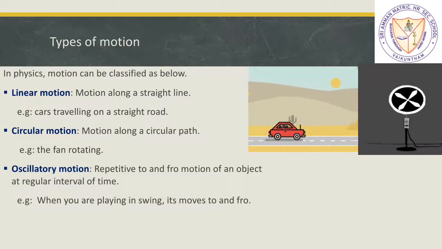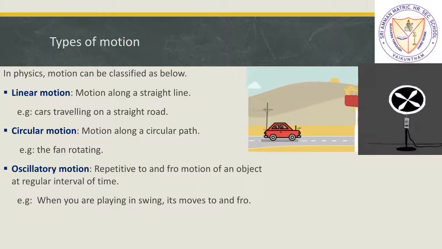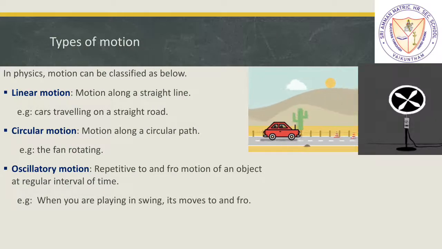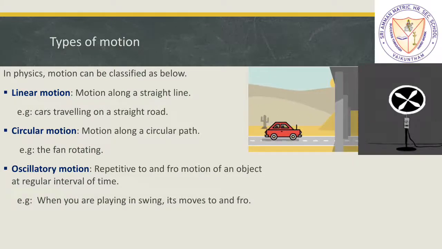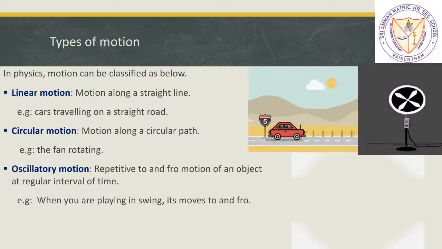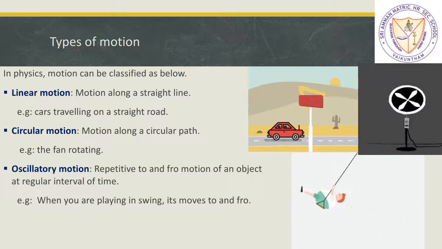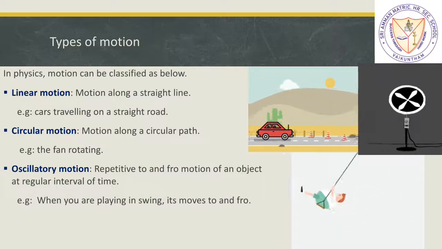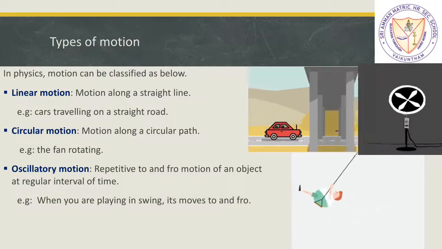And the next one is oscillatory motion, the repetitive to and fro motion of an object at regular intervals of time. To and fro means back and forth. If the object is moving repeatedly at regular intervals of time, then it is called oscillatory motion. For example, when you are playing on a swing, it moves to and fro, front and back, with almost regular intervals of time, and it happens repeatedly. So this kind of motion is called oscillatory motion.